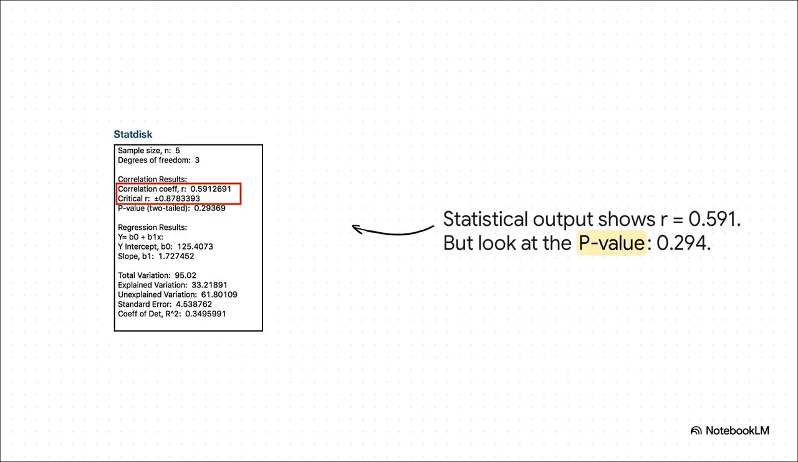Now, if we run the numbers through some software, it tells us that R is 0.591. That's not bad. But that is not the most important number on this screen. To figure out if this is a fluke, we have to look at the number right below it. We have to look at the p-value.